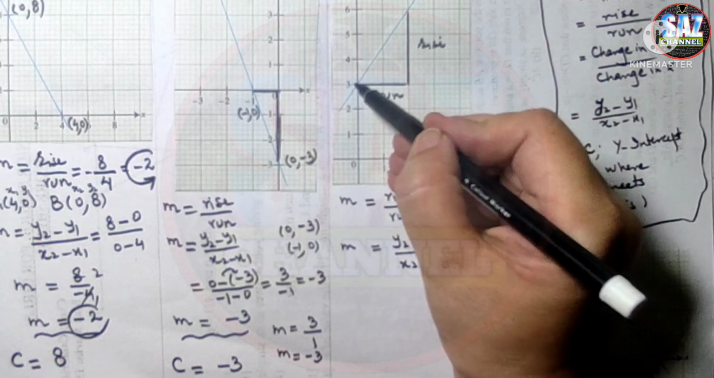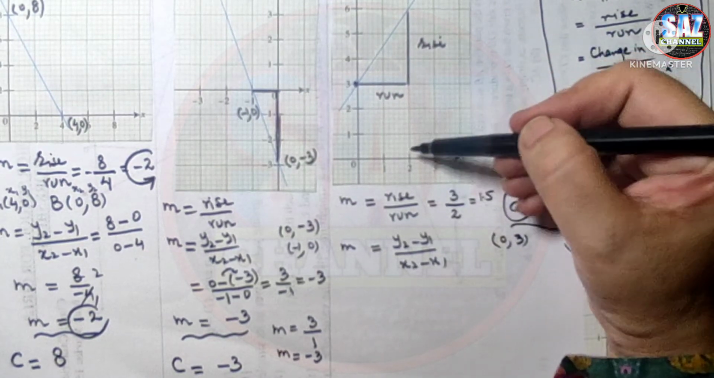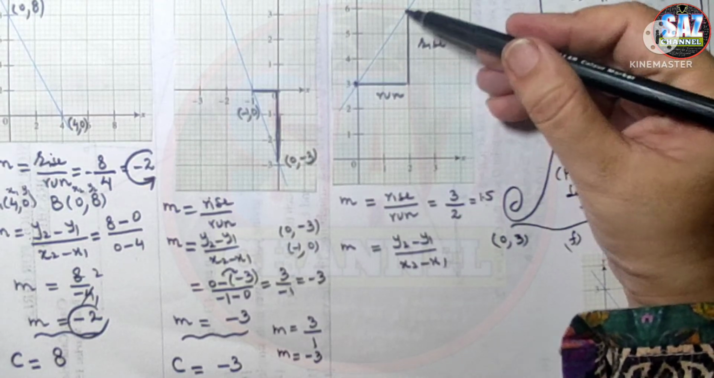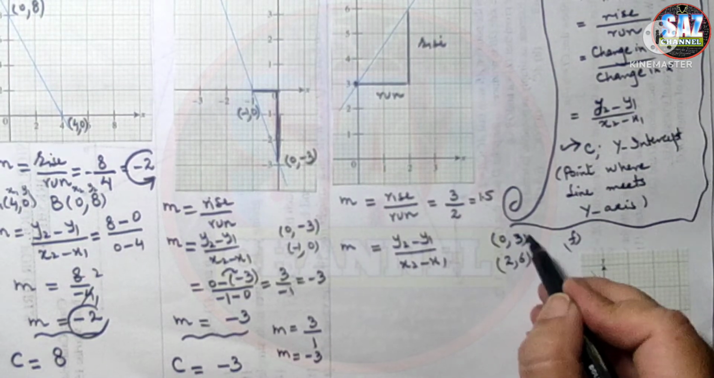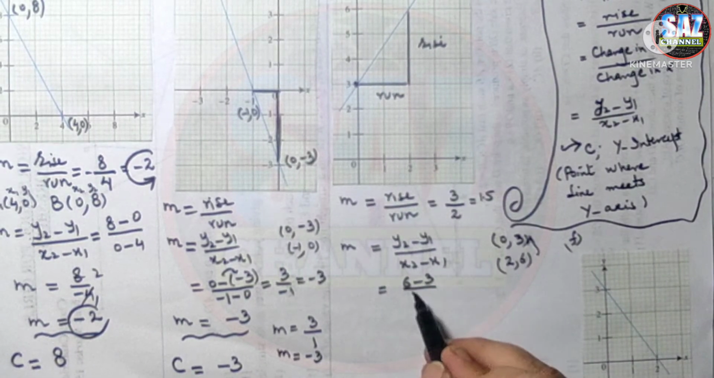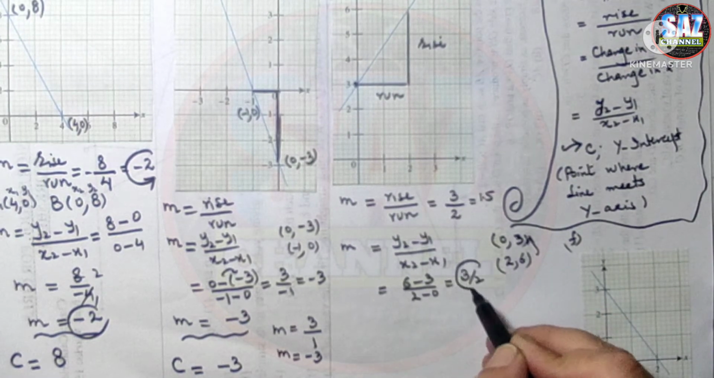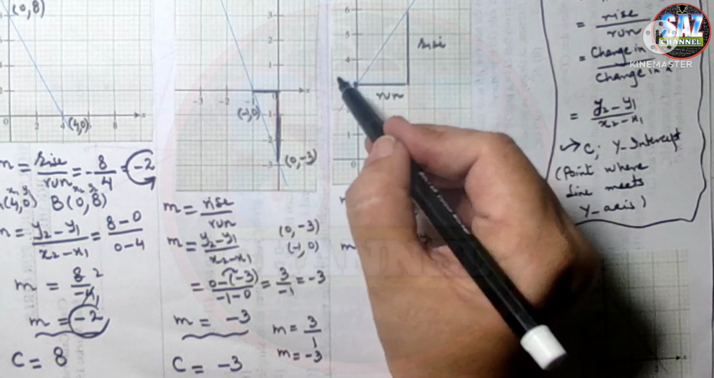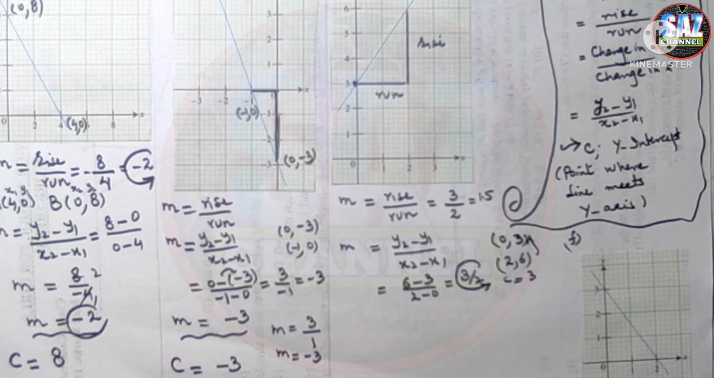Suppose I'm taking one of the points (0, 3), and another point on the same line can be (2, 6). Look, I am taking x value 2 and y value 6. So y2 minus y1, 6 minus 3, upon 2 minus 0, and this will give me 3 by 2. So the gradient of this part is 3 by 2 or 1.5, and C, the place where the line cuts or meets the y-axis, C is 3 if I'm not wrong.